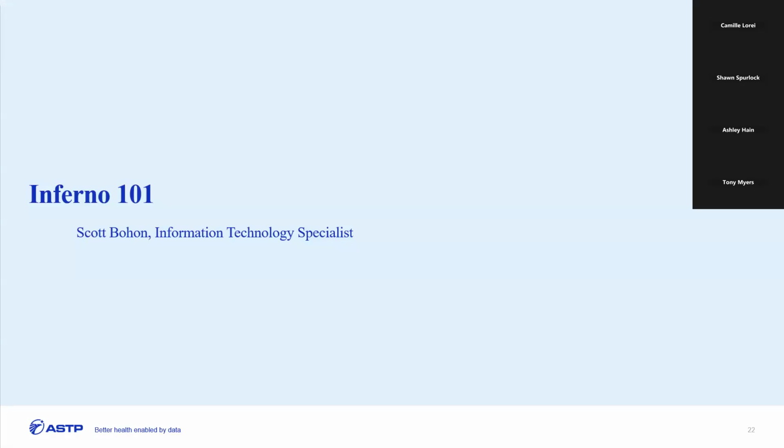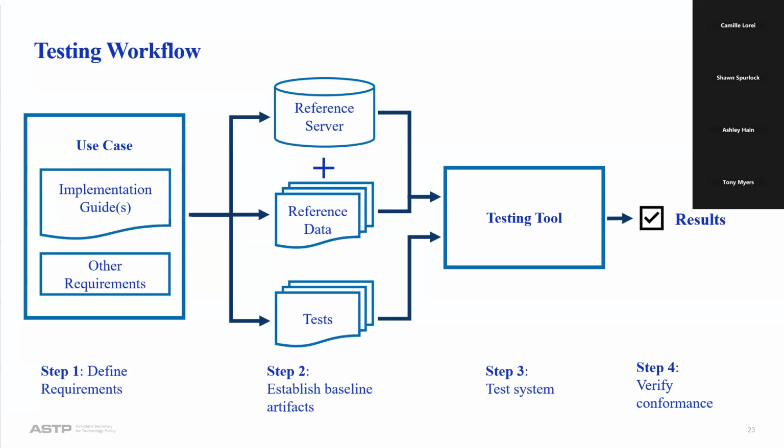Hello, everyone. This is Scott Bohan from the ASTP ONC Tools and Testing Branch, and I will be discussing some of the foundational concepts and resources that are available for the Inferno FHIR testing tool. So we can go to the next slide. To start the presentation, I will provide some context around FHIR testing. And what is on this slide is one way to think about FHIR testing, illustrating some pieces of the testing workflow at a conceptual level.